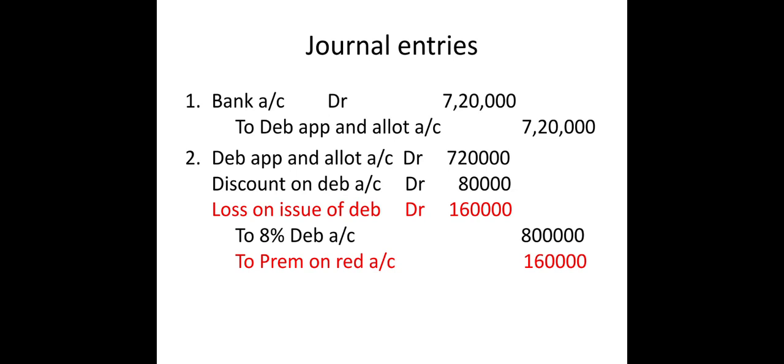So the first two entries are over, student. The second entry is the only difficult entry. Otherwise, all entries are very easy. The third and fourth entries are regular, student. Now, in the third entry, what we are supposed to do, you already know. In the third entry, these two accounts will be debited. Which two accounts? Which we have credited in entry number 2.